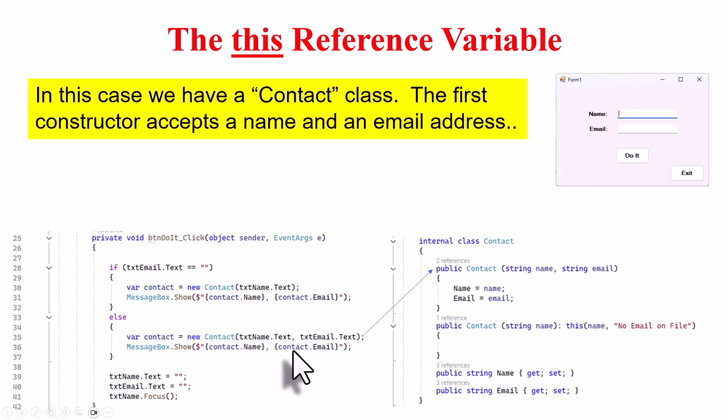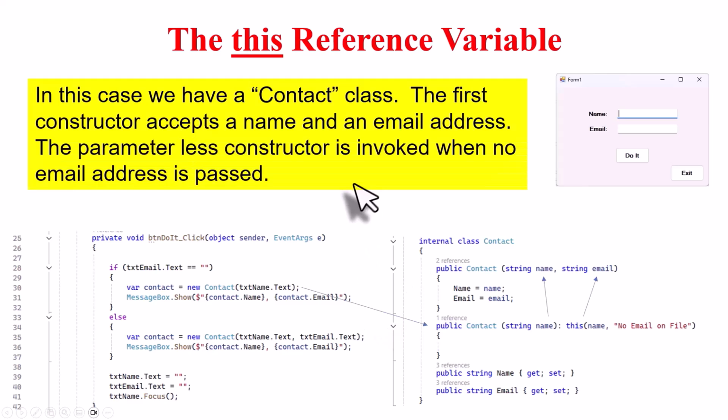So in the case of this, we can pop into the constructor up here where the name and email is sitting up here. If we don't have any email, we're going to end up with this no email on file getting passed up to the string email. And that's how it's actually going to work. The parameterless constructor is invoked when no email address is passed. So you can see the text name coming through. Our string name is going right up in here. And then the no email on file is getting passed to the email address through this second constructor.